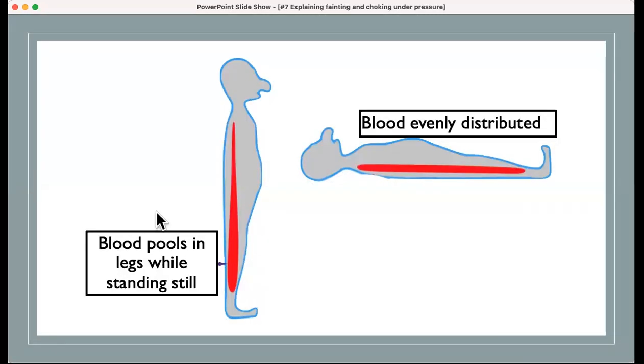So this is a visual depiction showing the blood pooling in the lower legs when you're standing very still. And then lying down helps evenly distribute that blood flow.